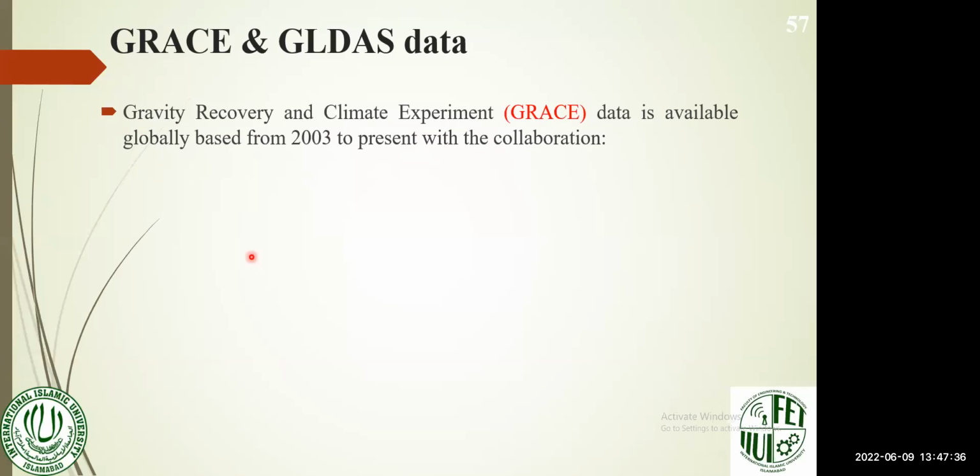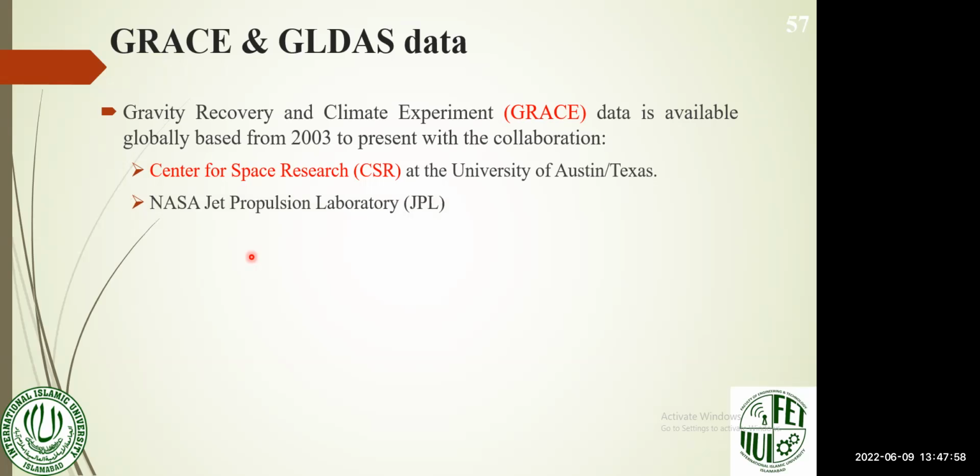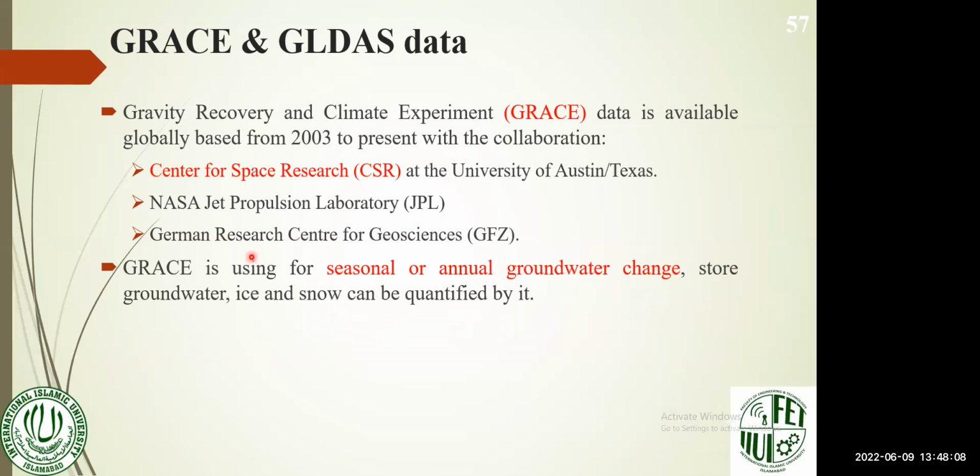The other one is GRACE and GLDAS data. Like we discussed about the gravity data, it's the Gravity Recovery and Climate Experiment. Basically, it's available from 2002, but in this study we have used data from 2003 to present. This data is published by the Center for Space Research at the University of Texas at Austin and NASA, and also the German Research Centre for Geosciences. GRACE is also used for seasonal and annual groundwater change; stored groundwater, ice, and snow can be quantified by it.